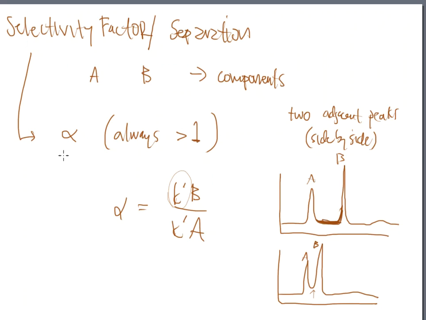Since it's always greater than 1, the higher the number, the better the separation or the selectivity factor. That's really what we're after here. Big numbers are going to be good for us when it concerns this type of equation. So that's the selectivity factor, and that's one way that we can describe separation in a chromatograph system.